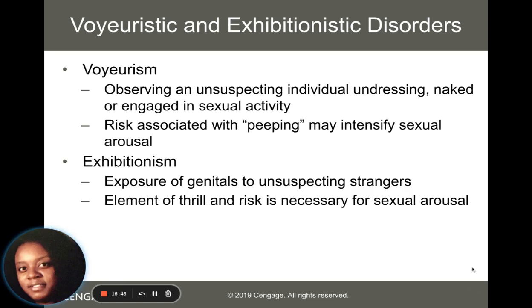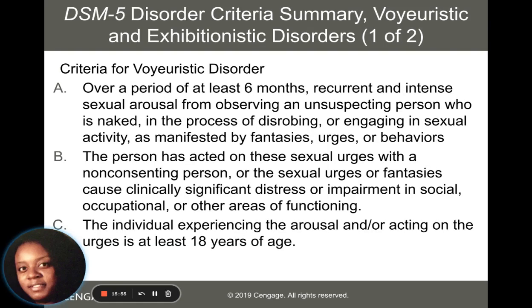So obviously, these are two disorders that could lead to jail or a lot of negative things for a person who experiences it. Here are the DSM criteria for both of those disorders. Notice you must be at least 18 years of age.